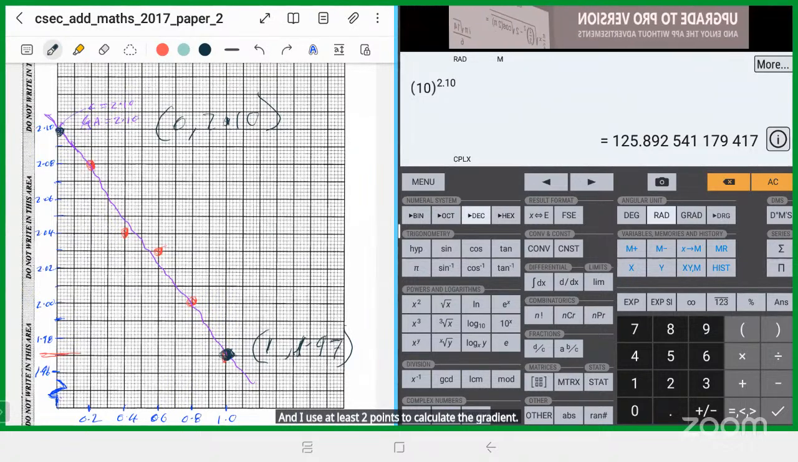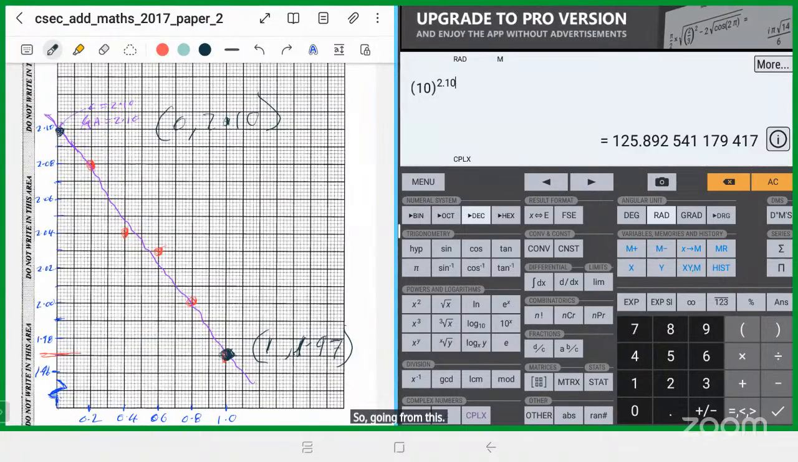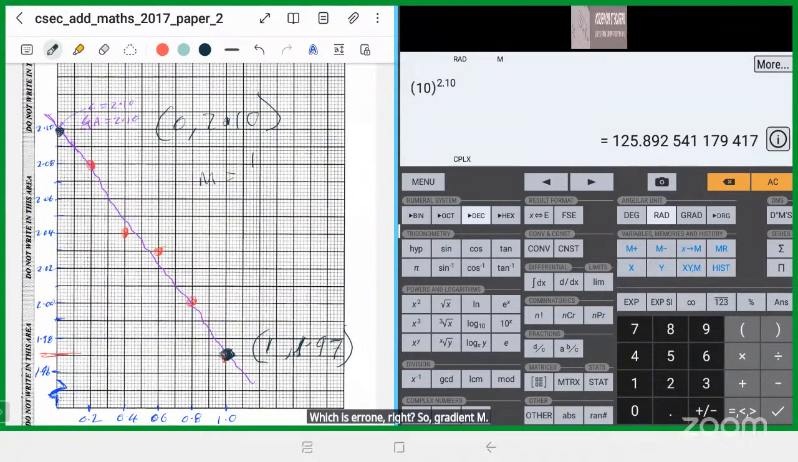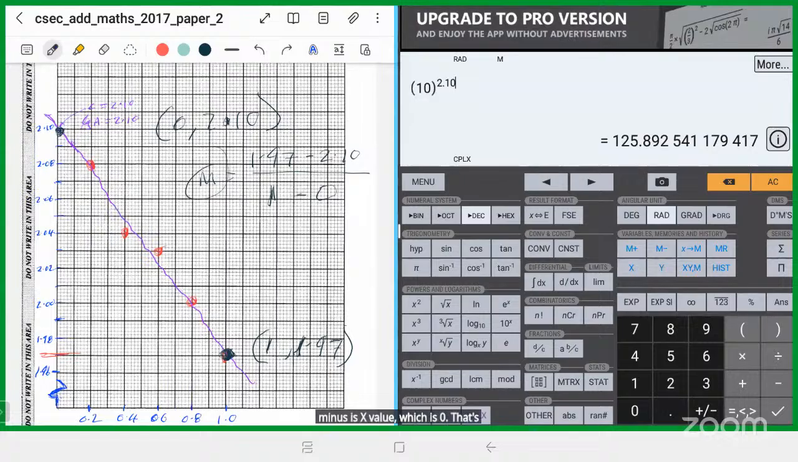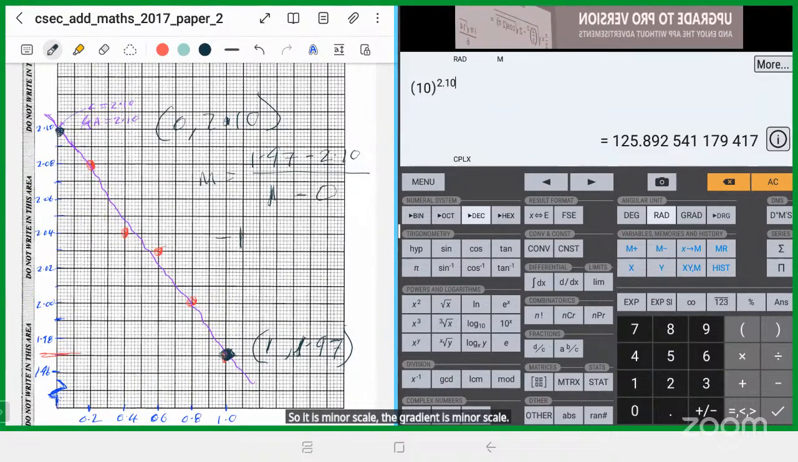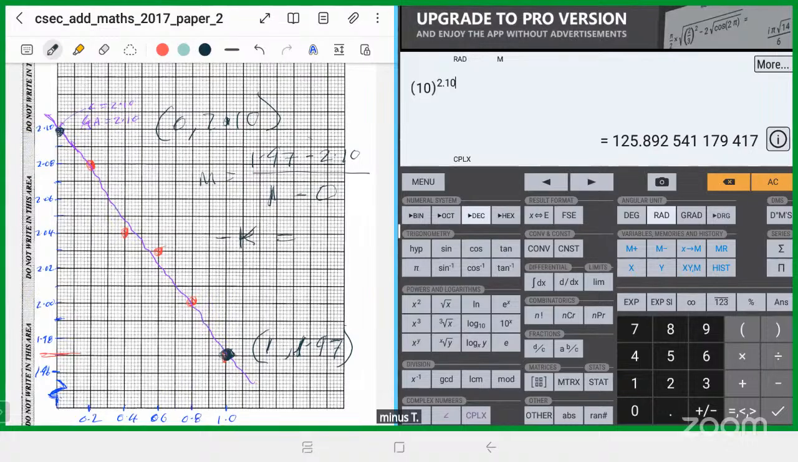So the gradient from this would be this y value minus this y value, divided by this x value minus this x value, which is the run, right? So the gradient m would be 1.97 minus 2.10, over this x value, which is 1, minus this x value, which is 0. That's your gradient m. And the gradient, remember, is minus k. So it is minus k. Put it up here. The gradient is minus k. That will be equal to whatever this is.